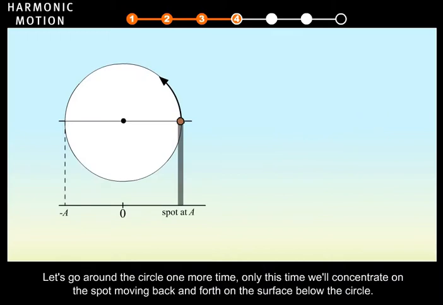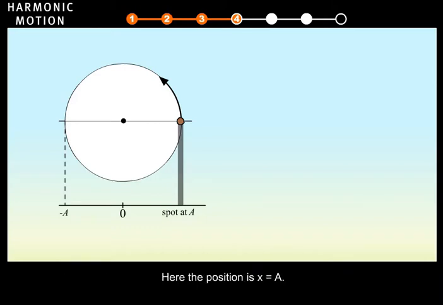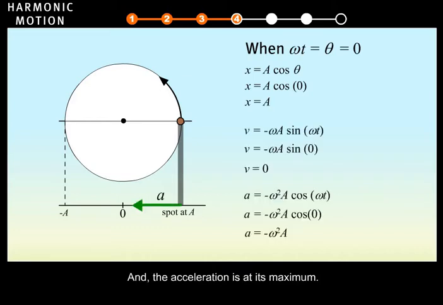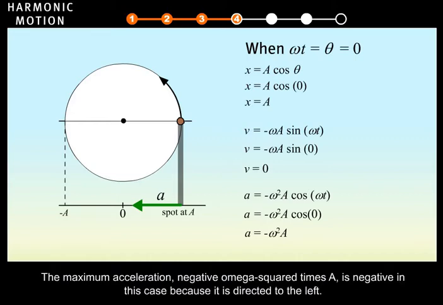Let's go around the circle one more time, only this time we'll concentrate on the spot moving back and forth on the surface below the circle. Here, the position is x equals a. The velocity is 0, and the acceleration is at its maximum. The maximum acceleration, negative omega squared times a, is negative in this case because it is directed to the left.